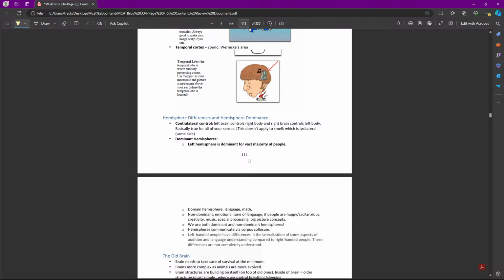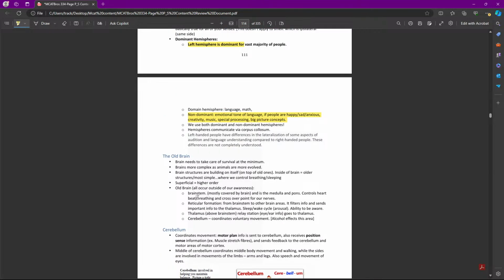Hemisphere difference and hemisphere dominance. Contralateral control: the left brain controls the right body and the right brain controls the left body. This is basically true for all your senses. We have to remember the left hemisphere is dominant, which is involved with logic and language functions, which we talked about earlier. The non-dominant hemisphere is related to creativity, reading, and emotion.